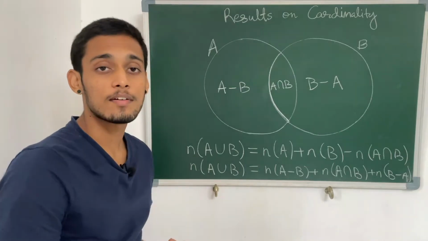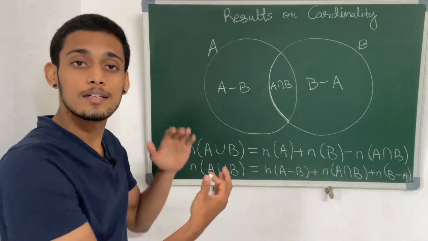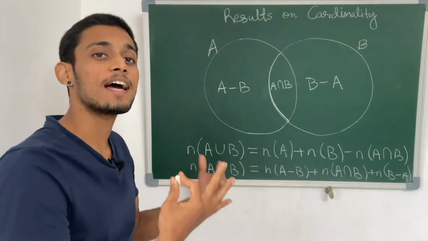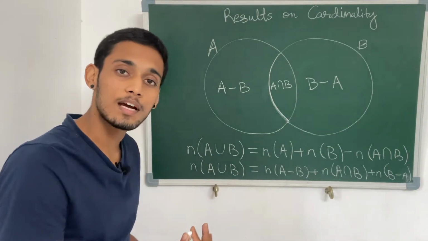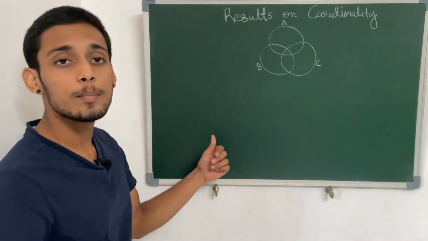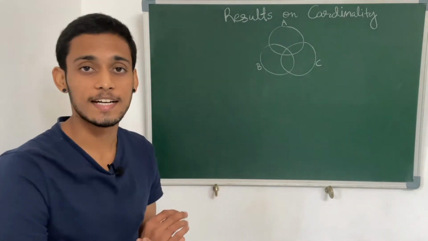So these two results we have gotten from these two sets, if we take two sets at a time. Now let us consider if we had three sets, then how can we count the number of elements in their union? Three sets. So we have the set A, B and C. So this is our Venn diagram.